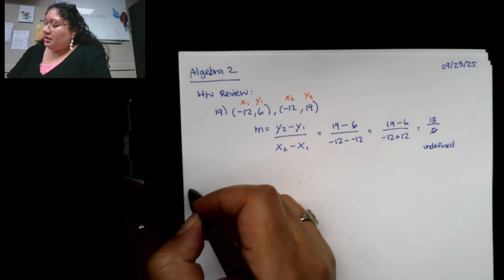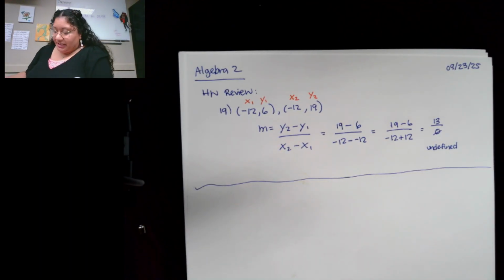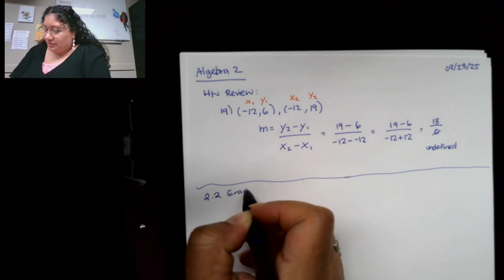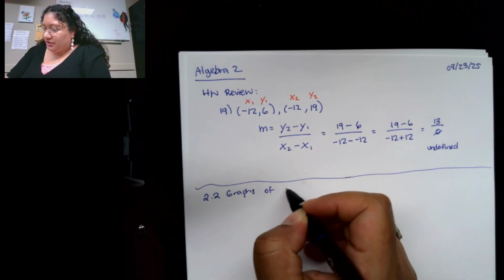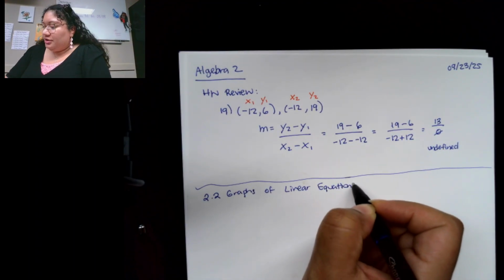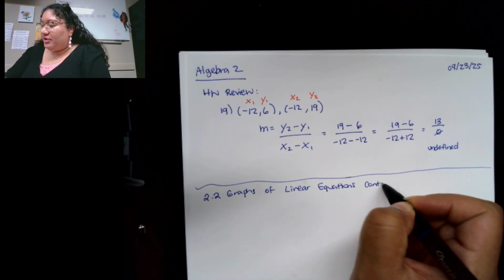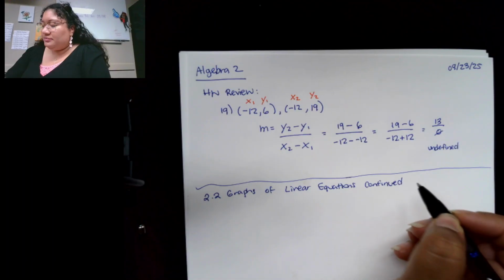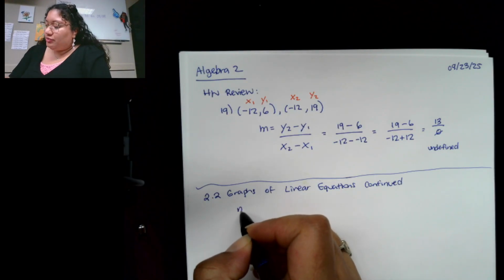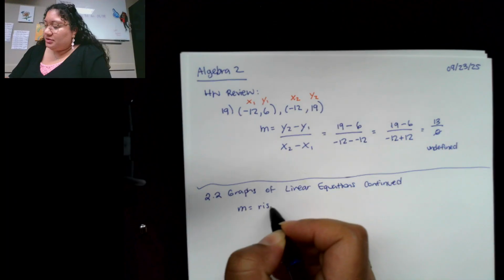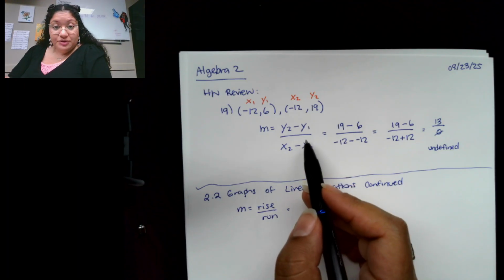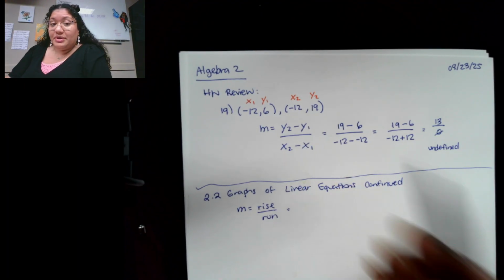Now, let us continue and ideally finish 2.2, graphs of linear equations. So as we already discussed, we have been working with slope, which is our rise over run. Slope equals our rise over run. And as we said earlier, it's y2 minus y1 over x2 minus x1.